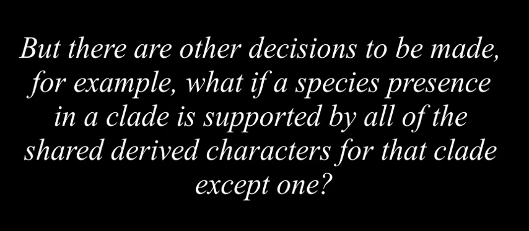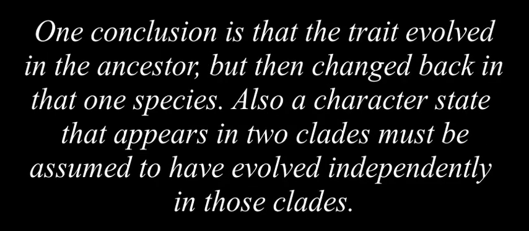For example, what if a species' presence in a clade is supported by all of the shared derived characters for that clade except one? One conclusion is that the trait evolved in the ancestor, but then changed back in that one species. Also, a character state that appears in two clades must be assumed to have evolved independently in those clades. These inconsistencies are common in trees drawn from character data and complicate the decision-making process about which tree most closely represents the real relationships among the taxa.